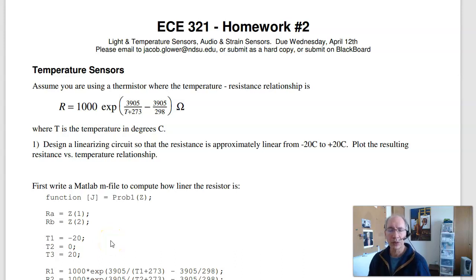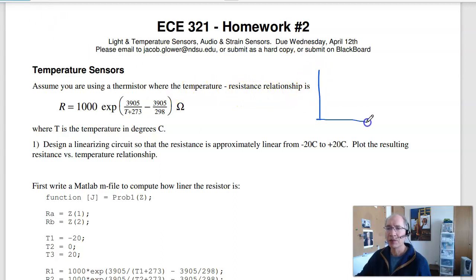Here are solutions to homework set number 2 for ECE 321. Due to snow days, this is kind of a short assignment. The first problem is given a thermistor that has the following resistance versus temperature relationship. Come up with a circuit that linearizes it.